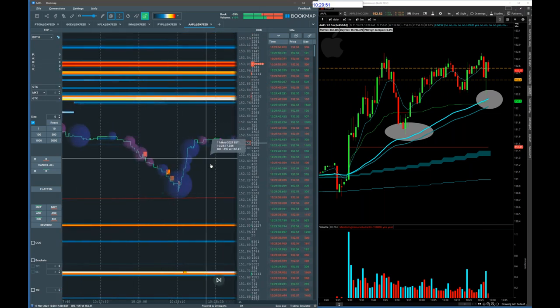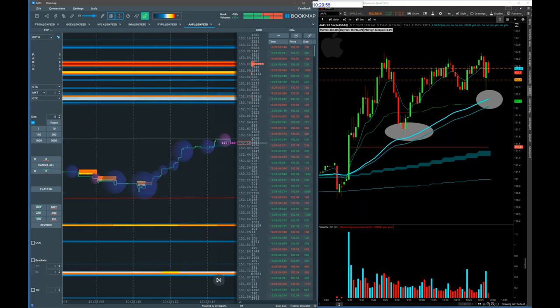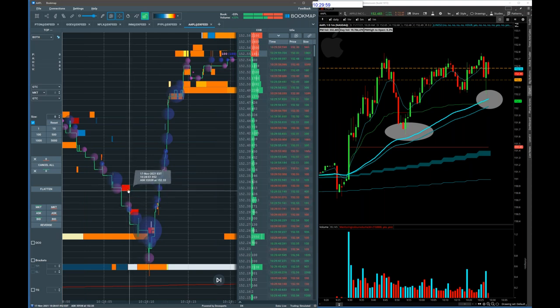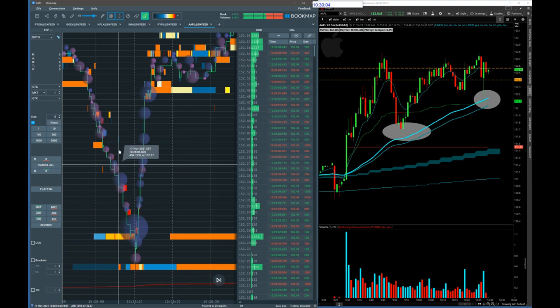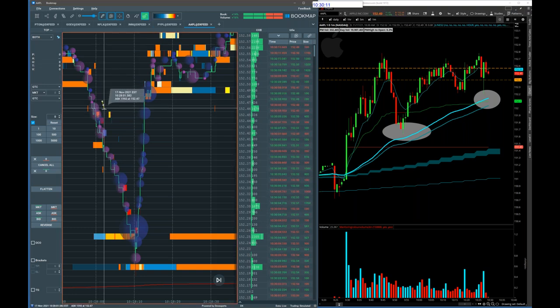So look even here, traders, what do you see? What do you see over here? I mean, this is a clear algo that is pushing down the price, seemingly on purpose. I'm really sure about this. I'm really sure this is a manipulation.